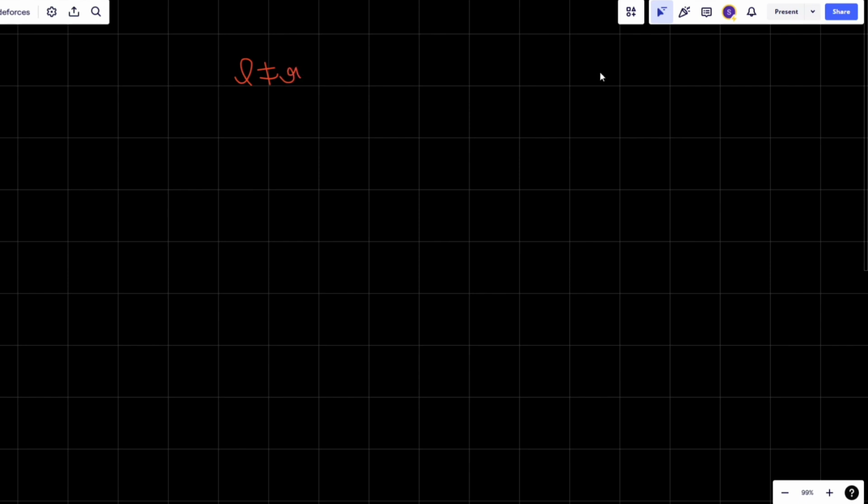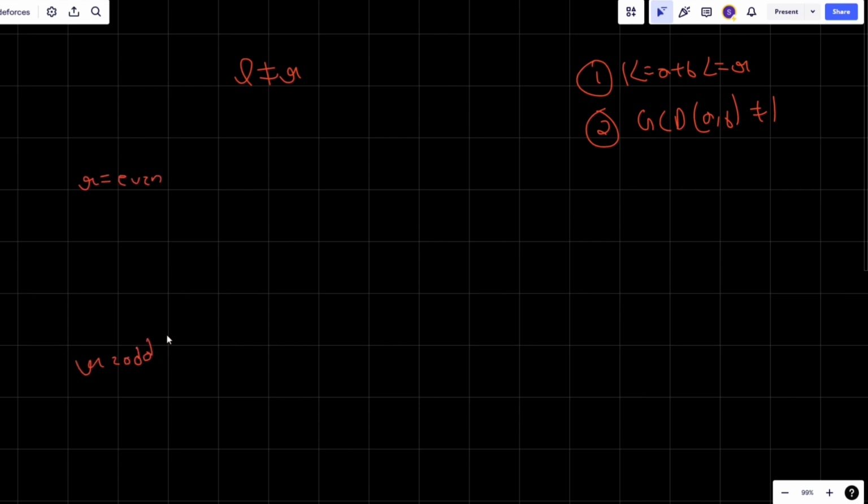And what were the two given conditions? The first one was that L is less than or equal to A plus B, and it is less than or equal to R. And the second condition was that the greatest common divisor, or highest common factor, of A and B should not be equal to 1. Now in some cases R will be even, and in some cases R will be odd. Let's take examples of even numbers, that is 8 and 18.